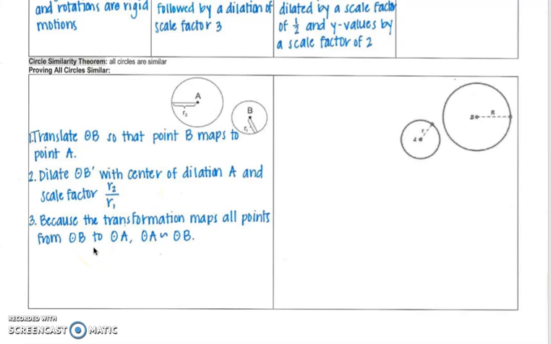Finally, because the transformation maps all of the points from circle B to circle A, meaning once I've dilated this circle will be exactly the same as circle A. That means that circle A is similar to circle B. Okay, every single proof for these is the same. All I've done here is change the naming of the radius for each one, and obviously the sizes are different, so if you wanted to rewrite this using this second example here, you could.